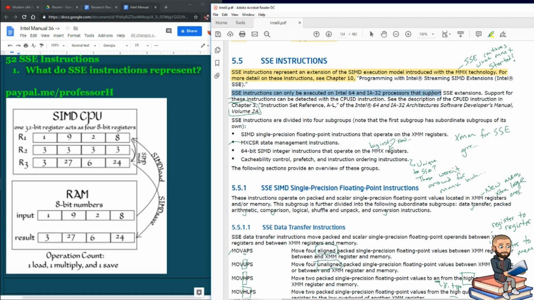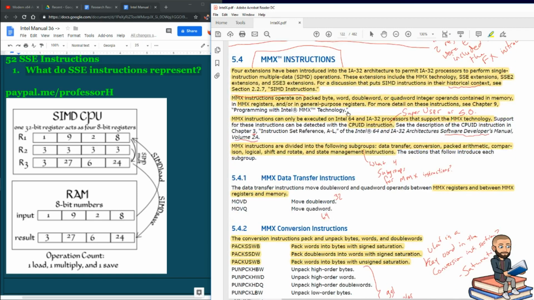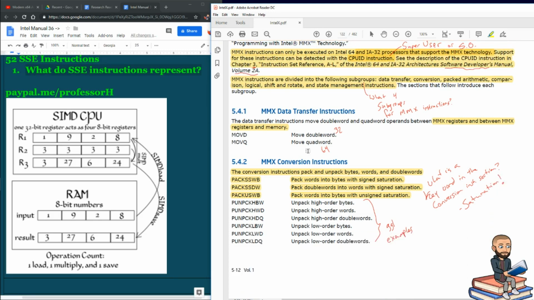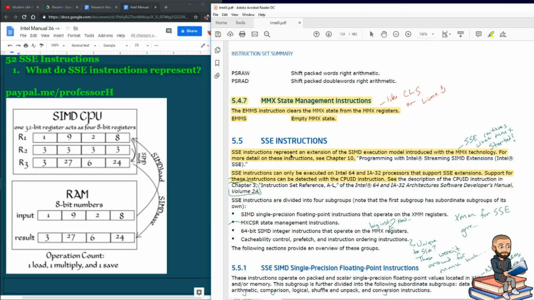Now, these instructions can only be executed on the Intel 64 and IA-32 processors that support them. Support for these instructions can be detected with the CPUID instruction. That exact paragraph is a copy and paste from above, when we were reading about the MMX technology. So, Intel, way to be original there. Okay, maybe not original, but thorough for sure.